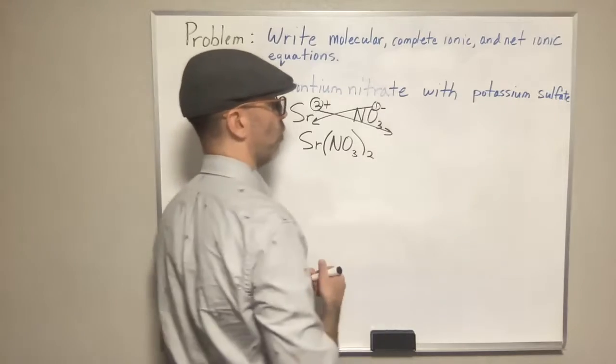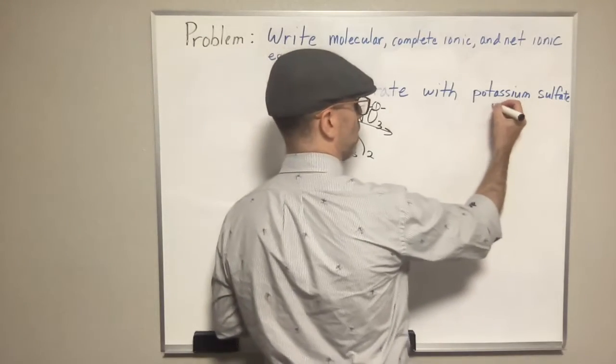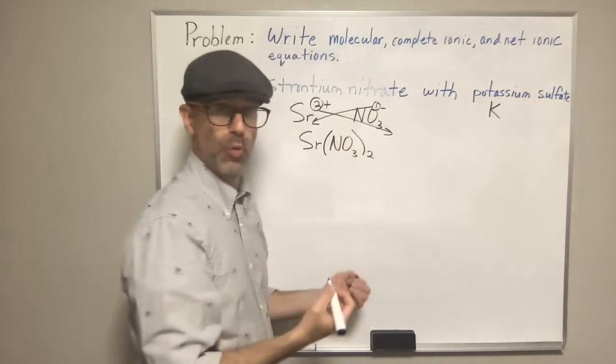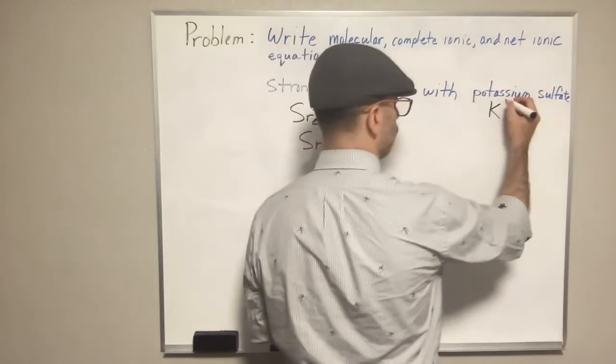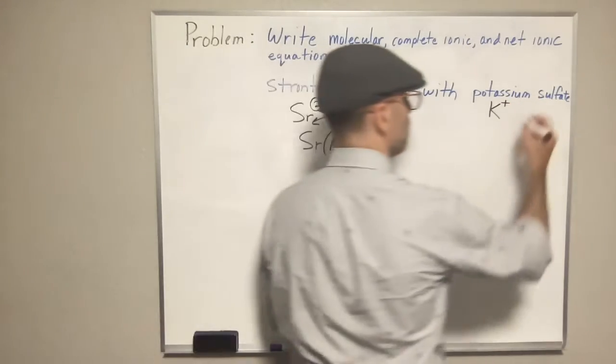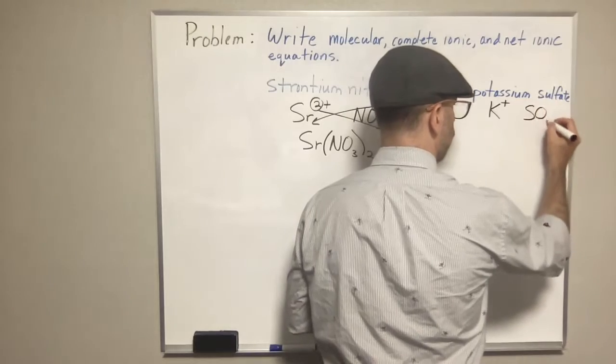We'll do the same thing for our second reactant. So here we have potassium. That's K. It's in group 1A, so that means it's going to have a +1 charge. And sulfate is another polyatomic ion. We just have to know that that is SO4.